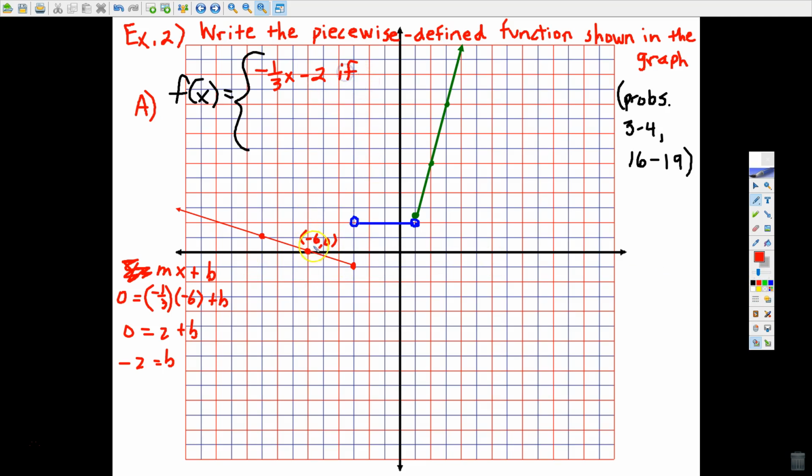On this red one, it's only true, this line only exists for x values, and hopefully you can see that, that are less than or equal to 3. It starts at -3 on the x, and then it takes in all the other numbers less than that. Sorry about that. Forgot my restricted domain. Now we've got it finished for the red.